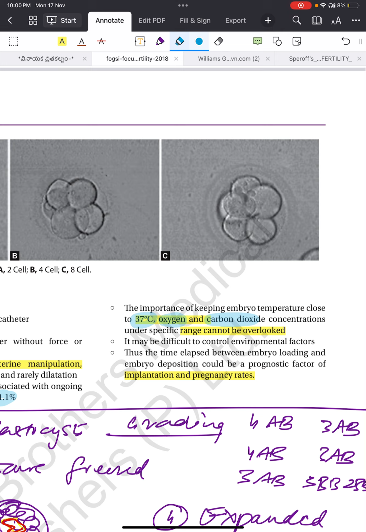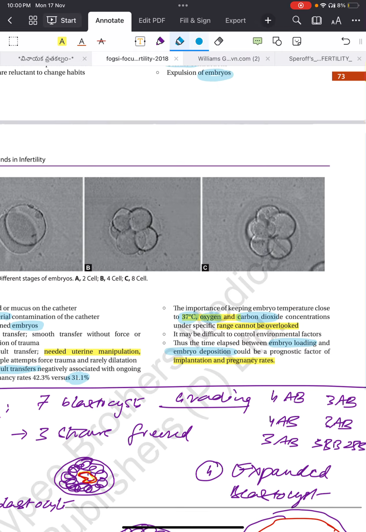It may be difficult to control environmental factors. Thus, the time elapsed between embryo loading and embryo deposition could be a prognostic factor for implantation. So, embryo loading and embryo deposition should be done in no time.